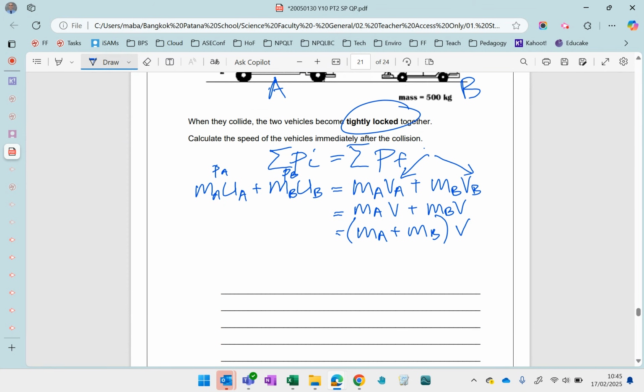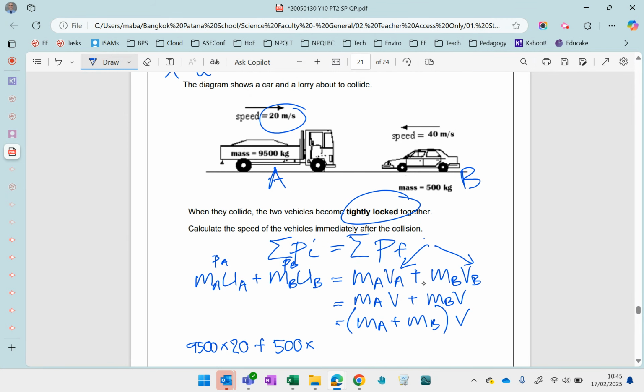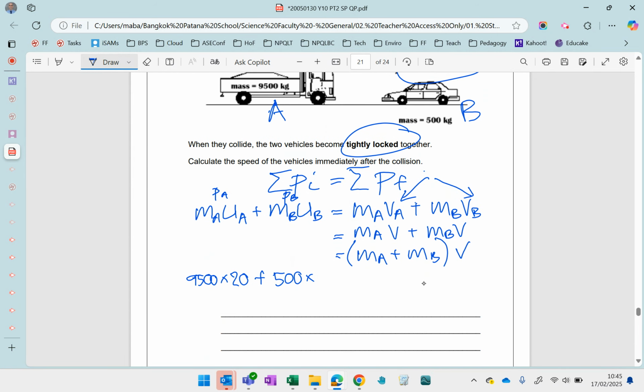I've just got to do the substitution. So the mass of A was 9,500, times the initial velocity, which was 20. Then I've got to add that to the mass of B, which was 500, times the initial velocity. Now careful here, because here that's 20 meters per second to the right. This one, 40 meters per second to the left. So to account for that, I need that to be minus 40, like that. So there's the left-hand side of the equation.